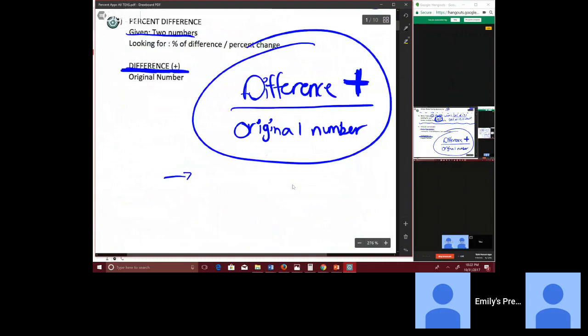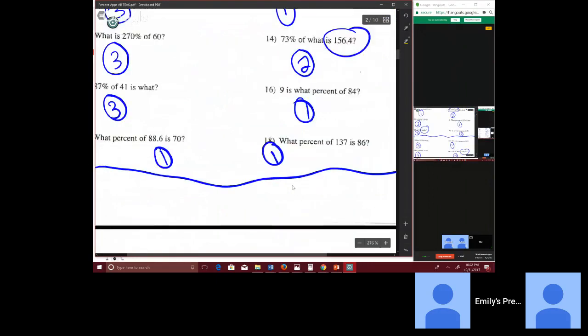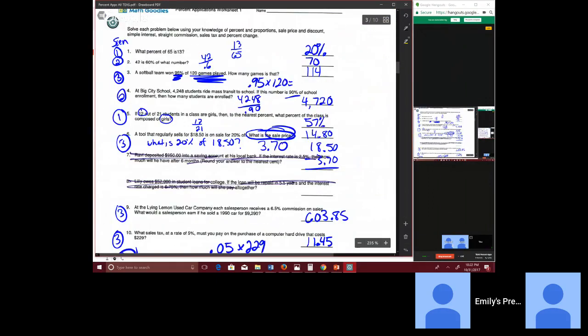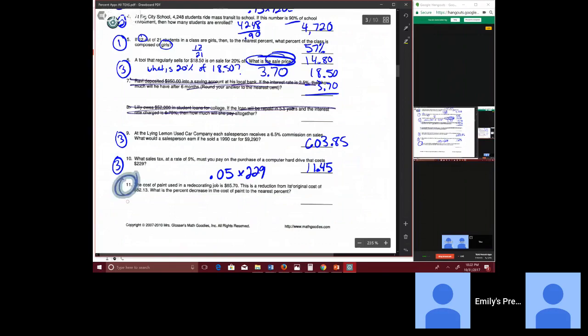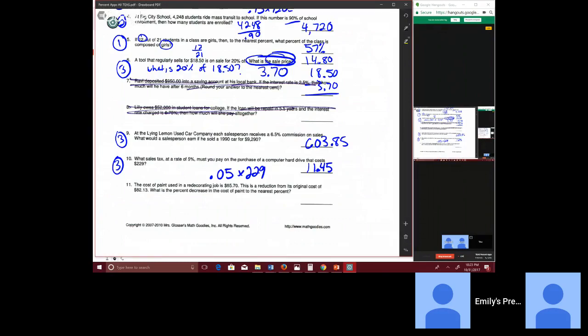So let's go down 2 pages to the one we skipped earlier, which is number 11 on the 3rd page of your packet. It says the cost of paint used in a redecorating job is $65.70. This is a reduction from its original cost of $82.13. What is the percent decrease in the cost of paint to the nearest percent?